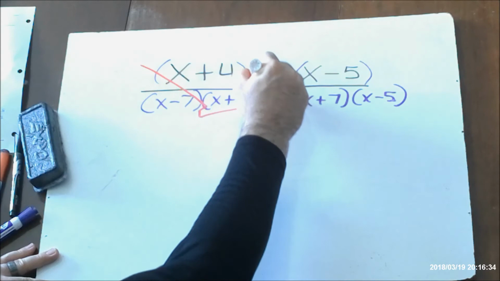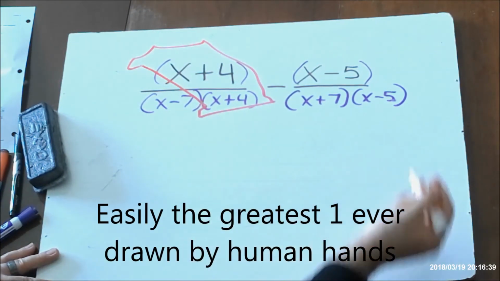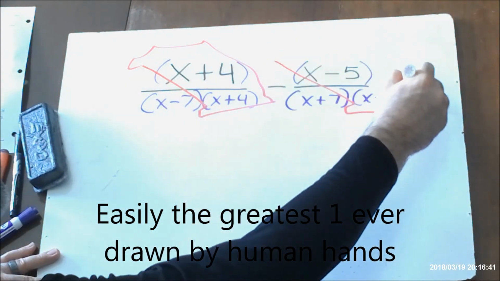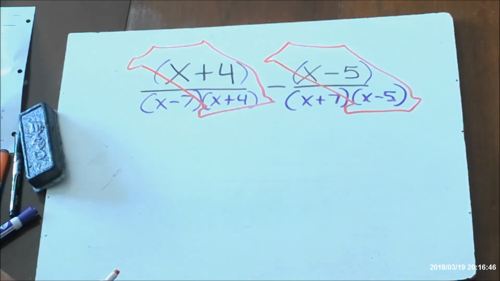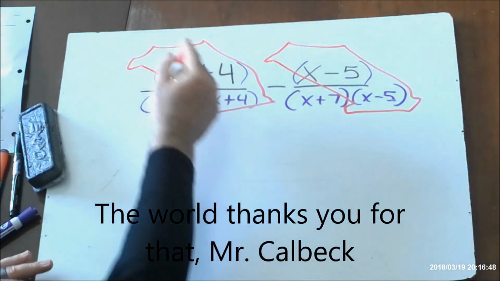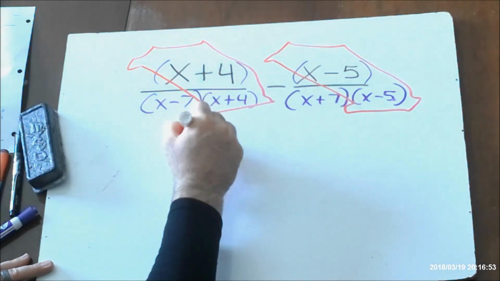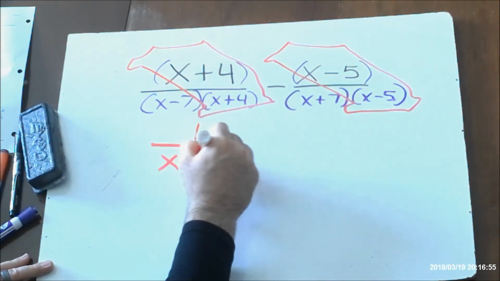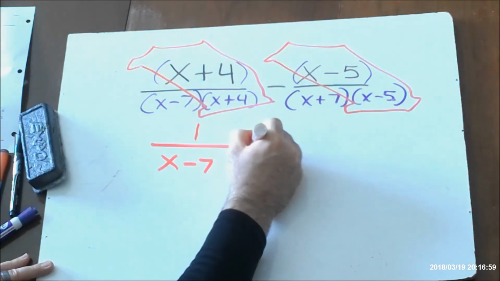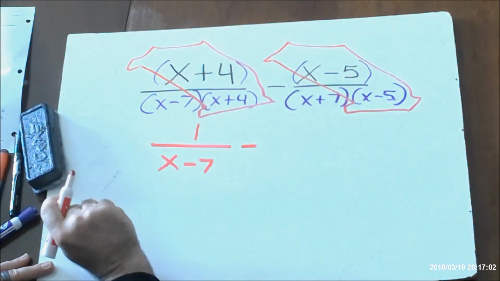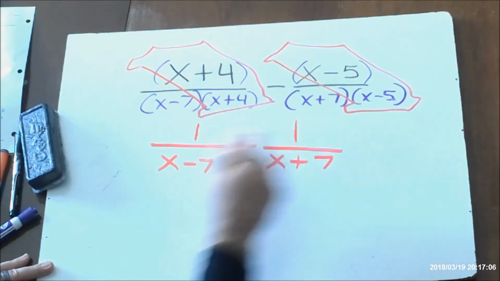Remember, we got a big 1 here. And here's another big 1. There's a reason I'm not an art teacher. Anyway, so I have a big 1 here. Remember, the x minus 7 is on the bottom. It needs to stay there. So I have 1 over x minus 7. And over here, the x minus 5's cancel out. And I have 1 over x plus 7.